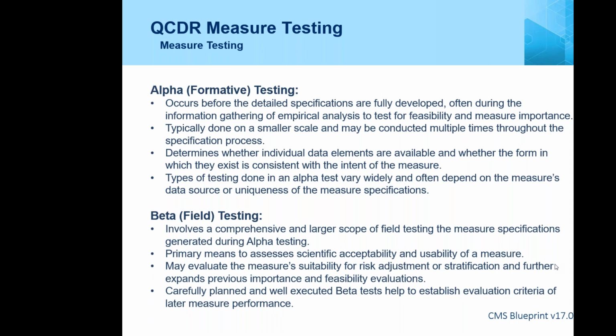Once the alpha testing is completed, there is an overlap, but then there's beta or field testing, which involves a comprehensive and larger scope of testing, which tests the measure specifications actually in real life, I guess you'd say, which is generated during the alpha testing. This is the primary means used to assess whether the measure is scientifically acceptable and is usable. Beta testing may evaluate the measure's suitability for risk adjustment or stratification and further expands previous importance and feasibility evaluations. So a carefully planned and well-executed beta test helps to establish the evaluation criteria of later measure performance.